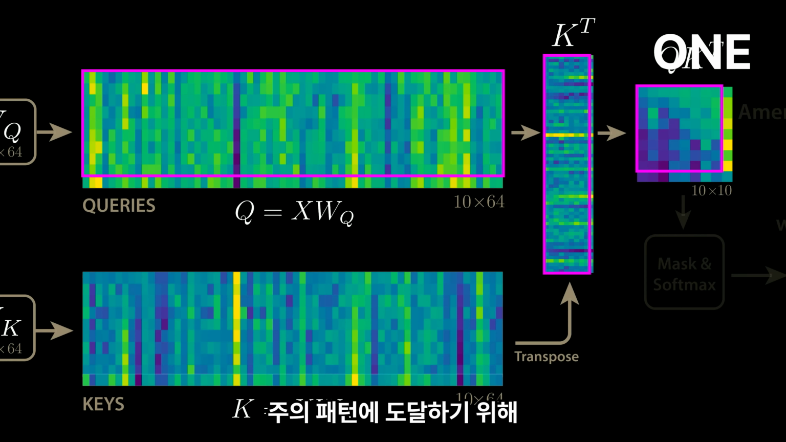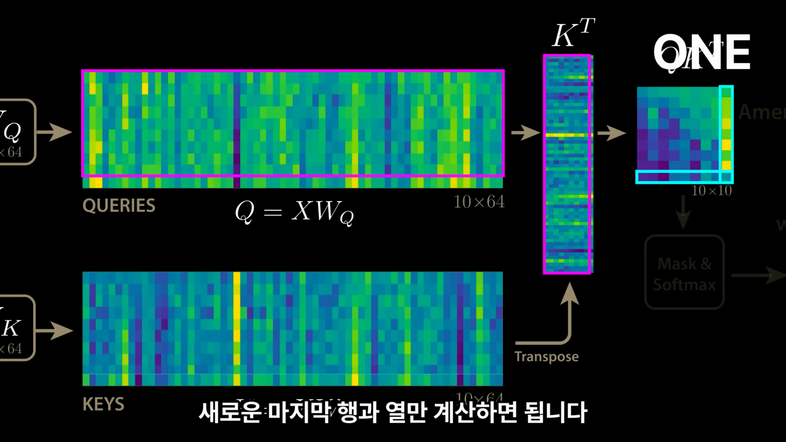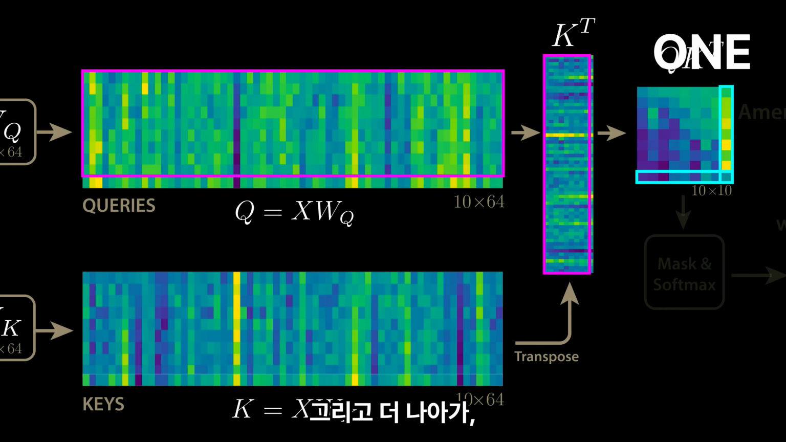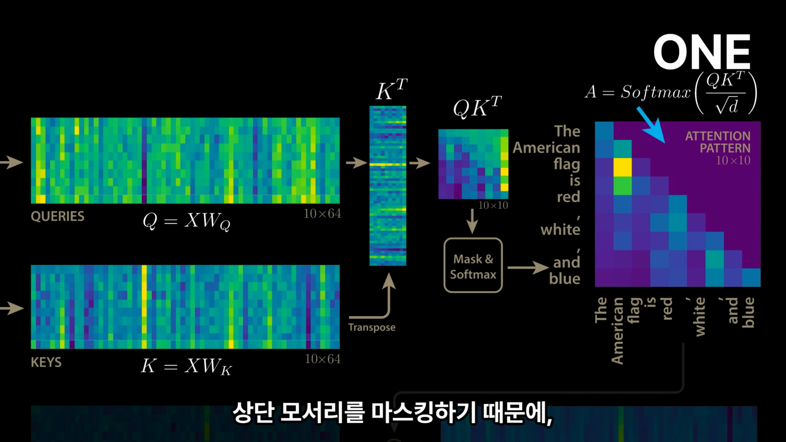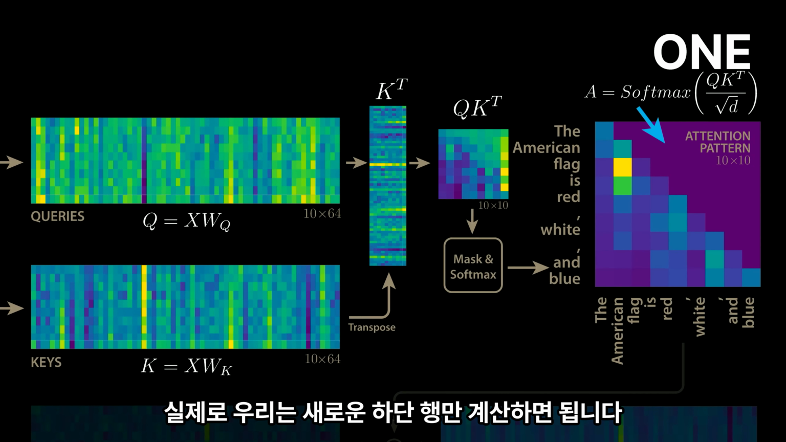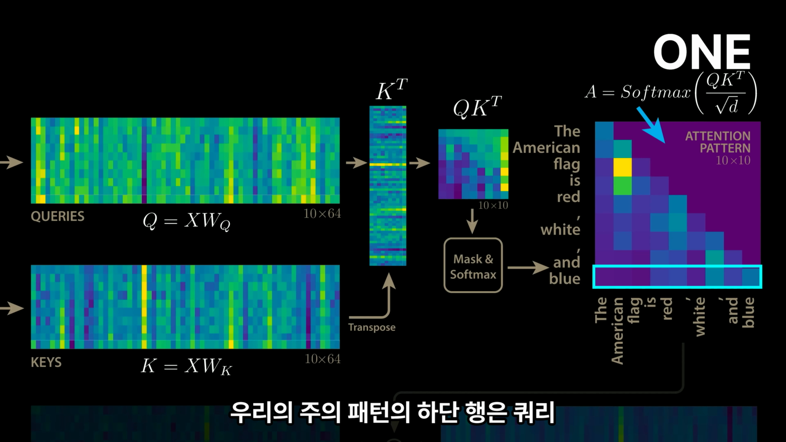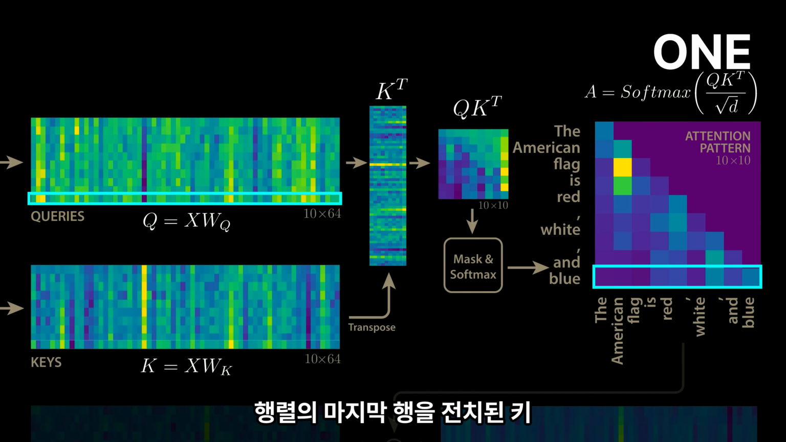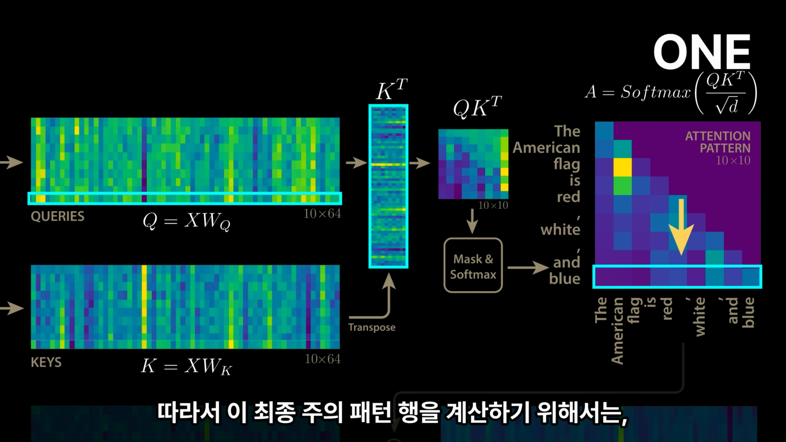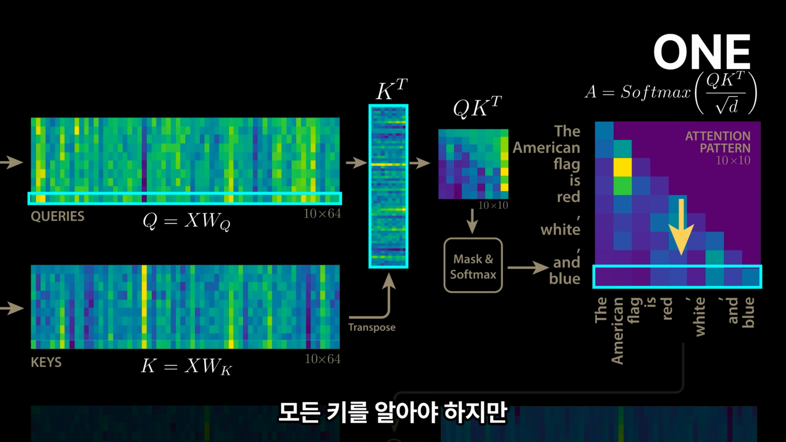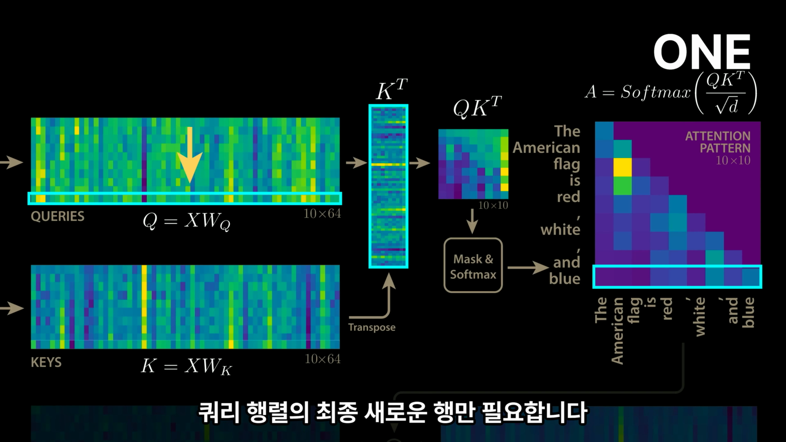And we only need to compute a new final row and column to arrive at our new 10 by 10 attention pattern. And further, since we mask out the upper right corner of our attention pattern, we actually only need to compute the new bottom row. The bottom row of our attention pattern results from multiplying the final row of our query matrix by each column of our transposed key matrix. So to compute this final attention pattern row, we need to know all of our keys but only the final new row of our query matrix.